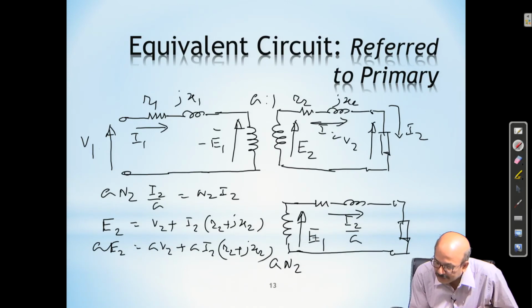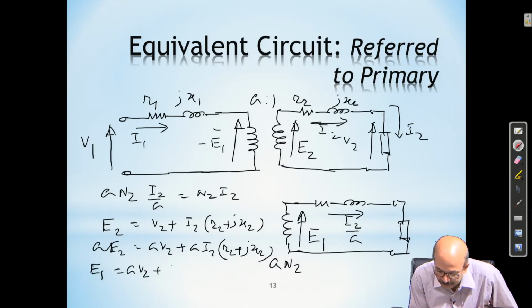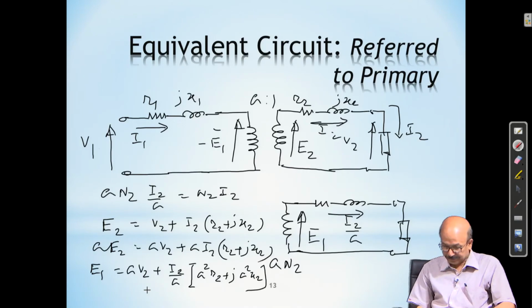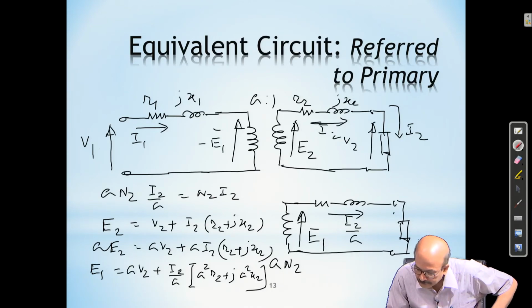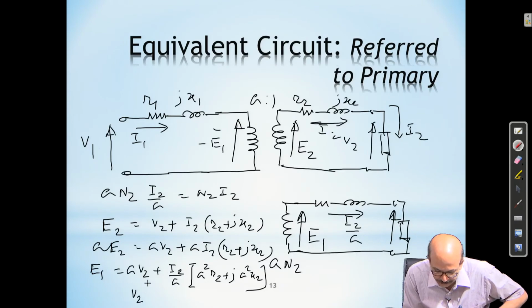aE2 is E1, so now it looks like this is E1. This is aV2. Current must be I2 by a. So, if I make it I2 by a instead of aI2, to keep this equation the same, I must write inside a squared R2 plus j a squared X2. Then the equation is the same again, right. So, what is happening? This is E1, this V2 becomes aV2, and aV2 sometimes we put as V2 dash.